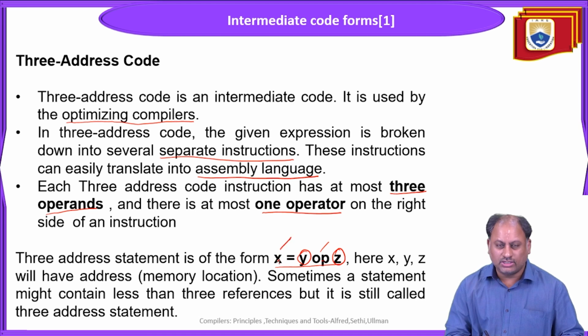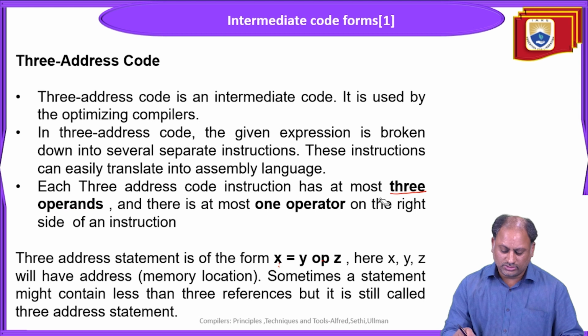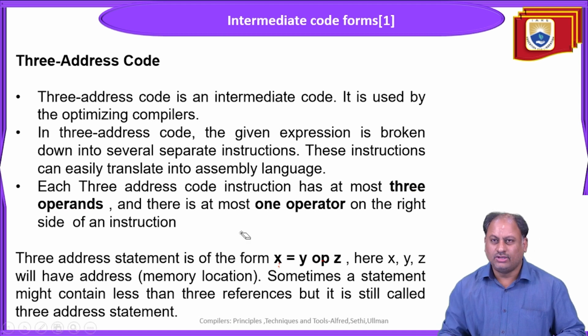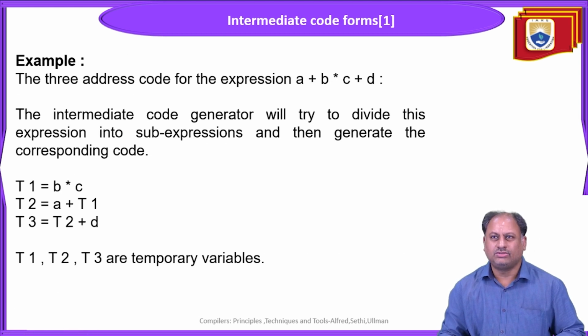So out of x, y, z, at least one reference must be there, and any of the others may be absent if not required. Out of these operators, at most one operator is required in order to carry out the task of the 3 address code. So through an example, we are going to see how the 3 address code notation works.